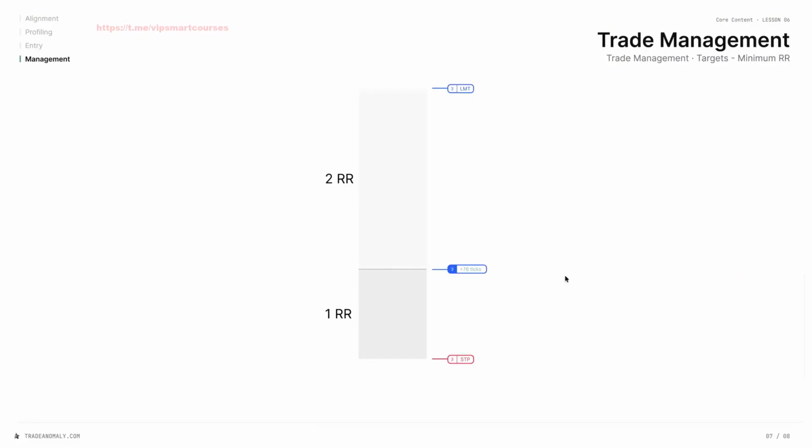Now let's talk about targets. You will never target under 2R. Now the way I personally trade, when you're holding with the daily candle to these objectives, your average RR should be a lot higher than 2. It should be in the 3 to 4 range-ish, right? But 2R is a bare minimum.